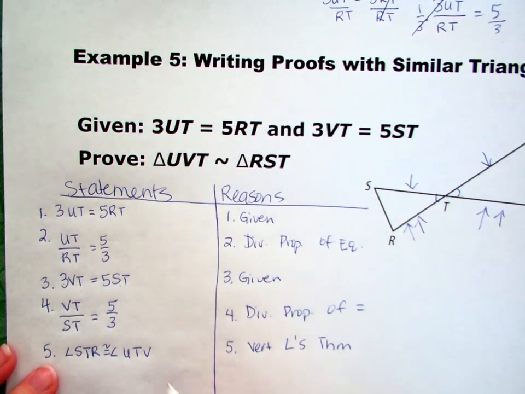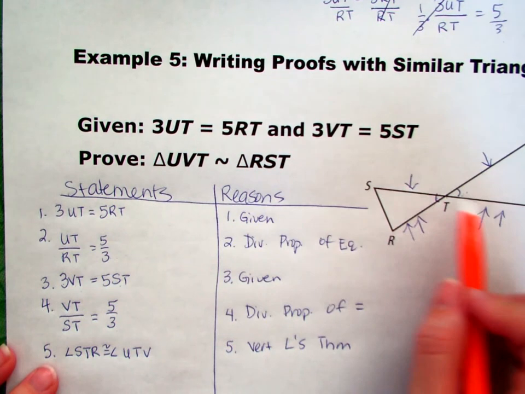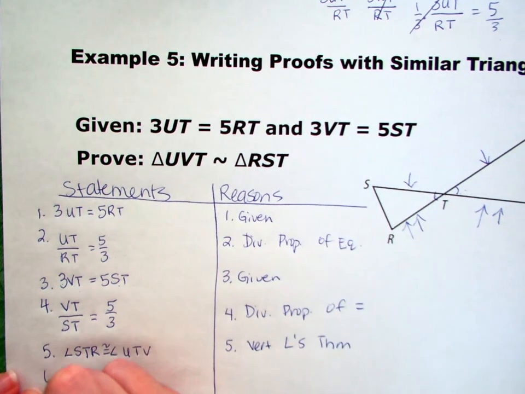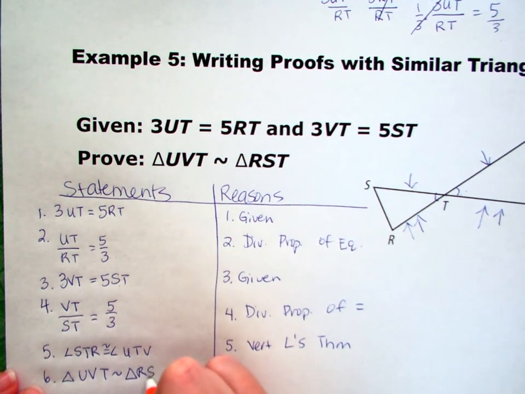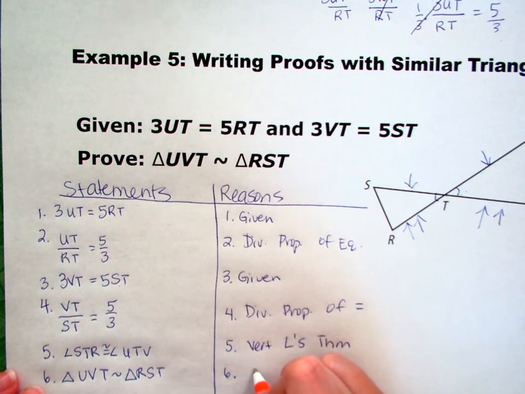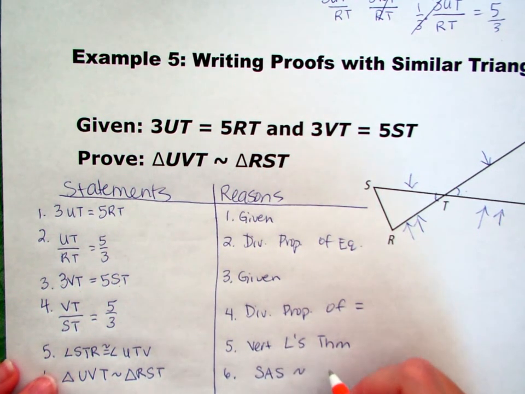And then finally, if I know that these are congruent and I've got proportional sides, what I can say is that triangle UVT is similar to triangle RST. Why? Well, that's going to be your SAS similarity theorem.